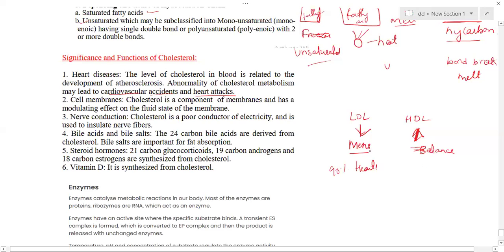So sometimes this LDL, that is low density lipoprotein, is maintained by one hormone called estrogen. This estrogen hormone is only produced in the female body. Okay, it is only produced in the female body and less in the male body.